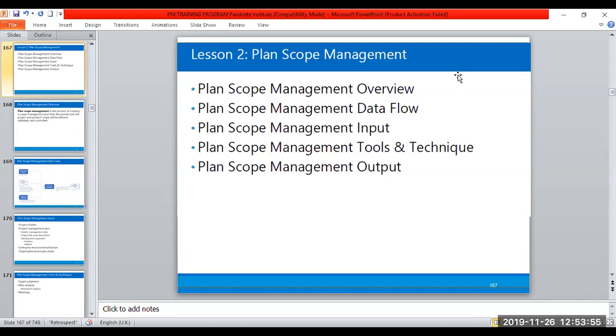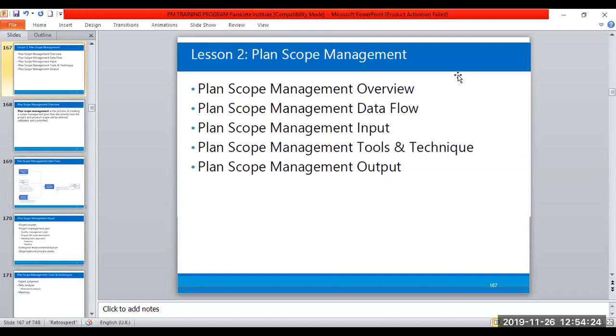Okay, looking at project scope management overall in terms of processes, we would have to look at the first process there, plan scope management. Of course, the second process is collect requirements. Third process is define scope, and the fourth is create work breakdown structure, and then the fifth is validate scope, and the sixth is control the scope. Now let's start with plan scope management.